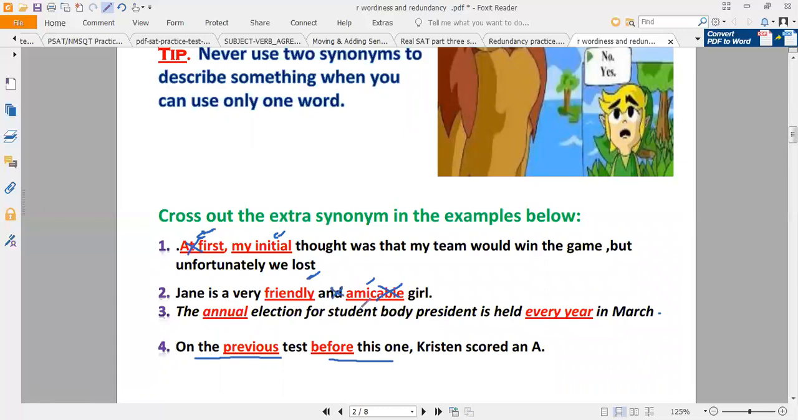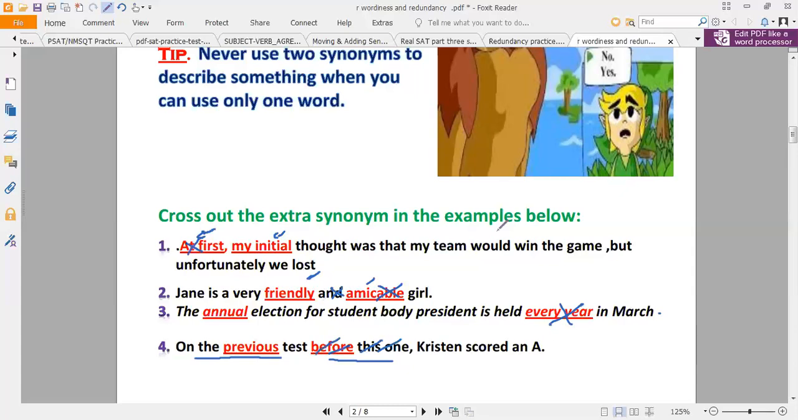طيب the annual election for the student body president is held in March وهشطب أو I will delete the word every year. آخر example عندي on the previous test before this one هشيل كل ده اللي هو on the previous before this one واسيب on the previous test Kristen scored an A. يبقى أنا كده يعني قلت المينينج مظبوط وفي نفس الوقت ما كررتش كلمات.